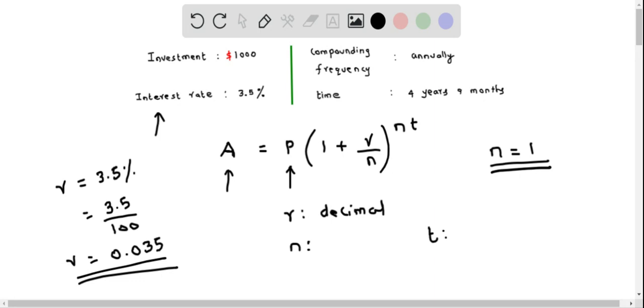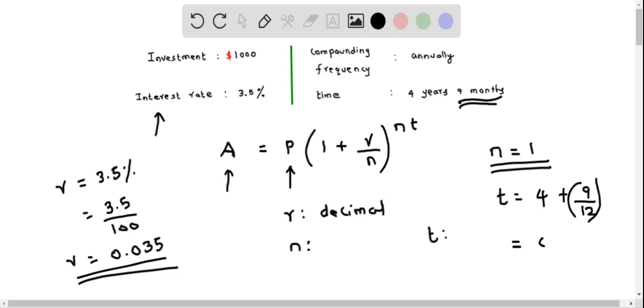And let's also determine the time. This is already given as 4 years and 9 months. We should convert this to the same units, that is years. So let's convert this 9 months to years. So the T will be 4 years plus 9 months in terms of years, which will be 9 by 12 of the year.